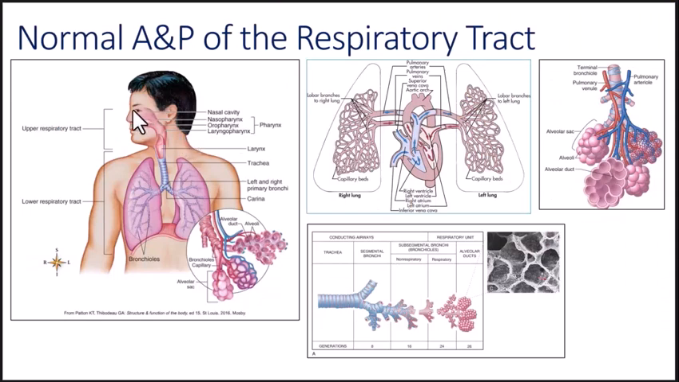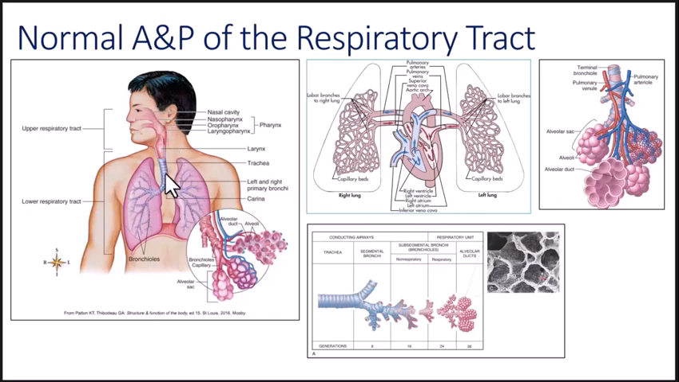We can separate our respiratory tract into our upper and lower respiratory tract. The upper respiratory tract really ends at the first part here of the trachea. And we have respiratory passages through our nose and through our mouth. Then here is our throat where air will pass through. Our larynx, which is the voice box.